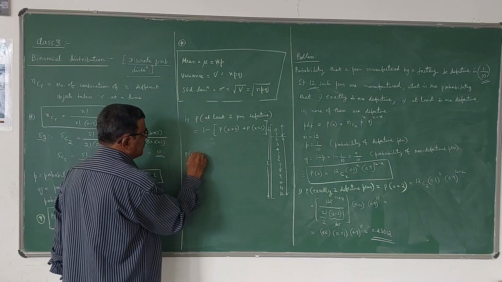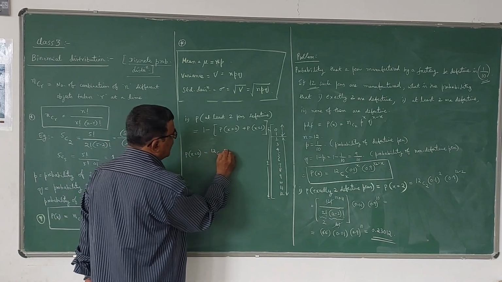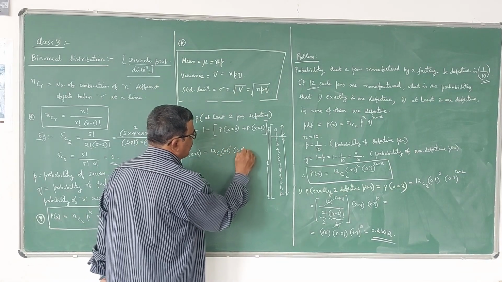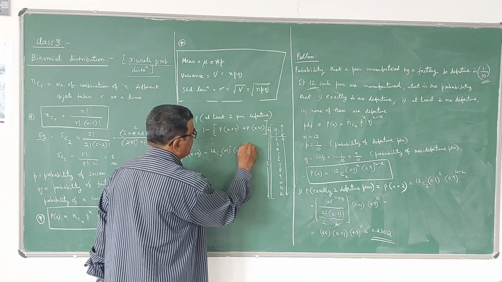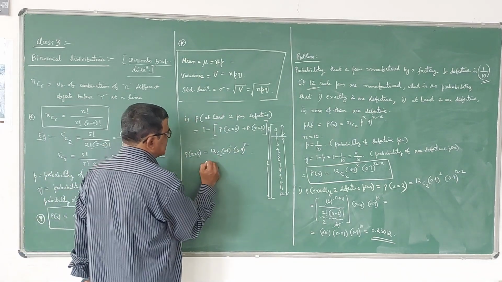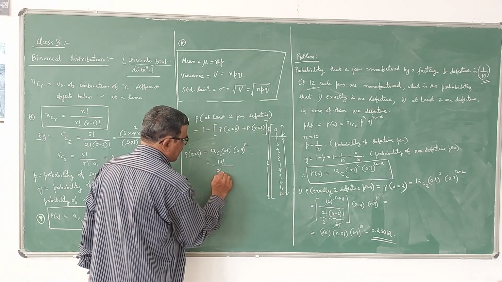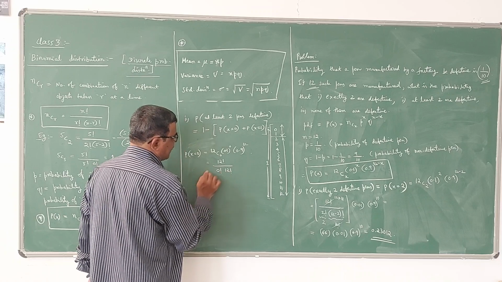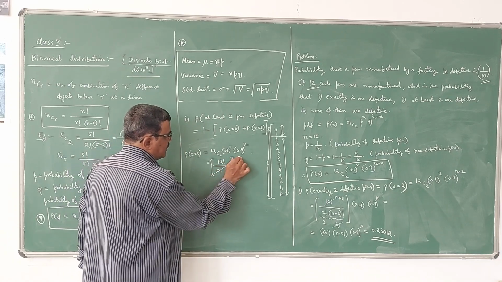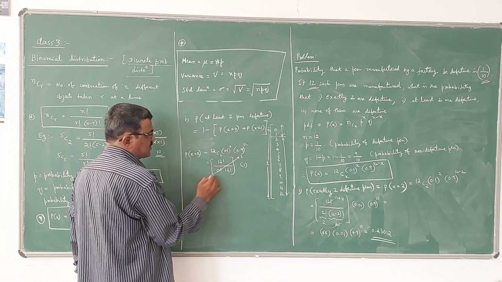P of x is equal to 0 means it is 12C0 into 0.1 to the power 0 into 0.9 to the power of 12 minus 0, which is 12. Correct? What is 12C0? It is 12 factorial divided by 0 factorial into 12 minus 0 factorial, which is 12 factorial. So it becomes 1. 12C0 is 1, and 0.1 to the power 0 is also 1.